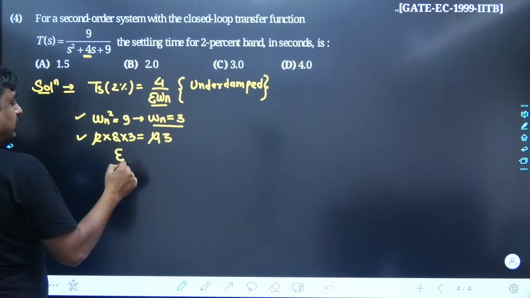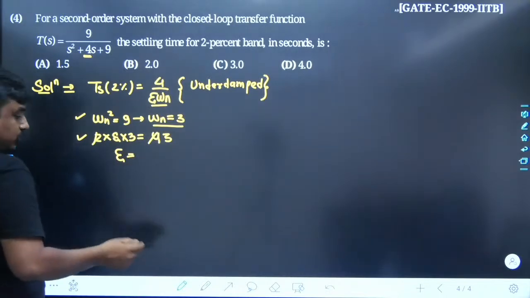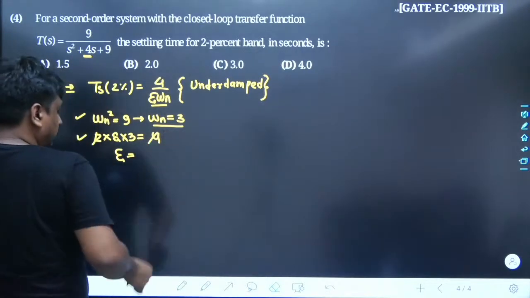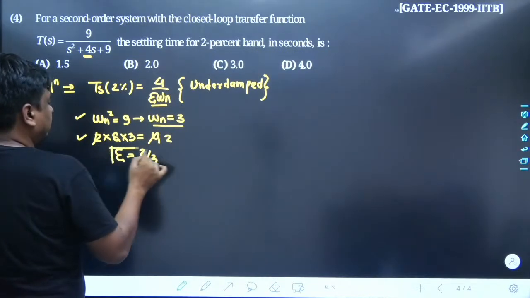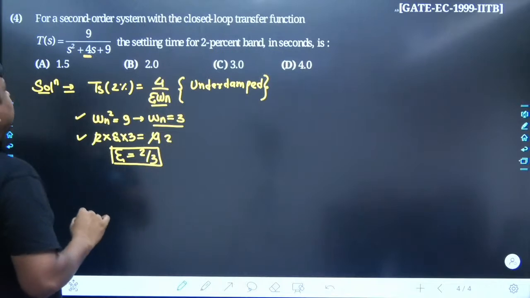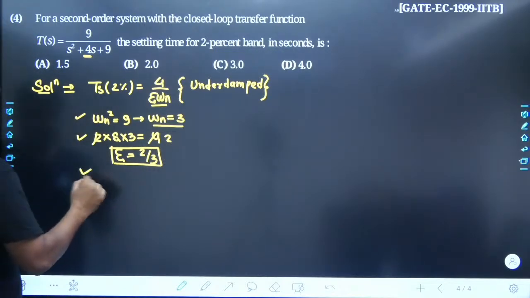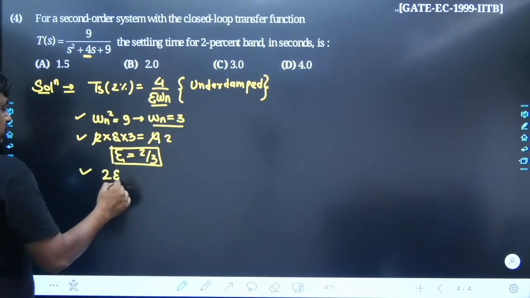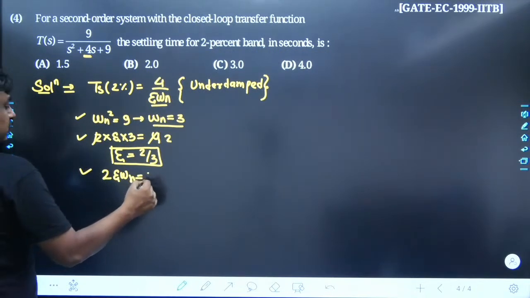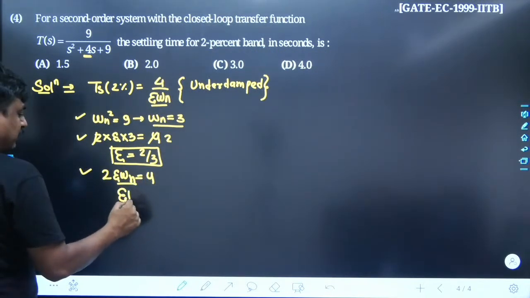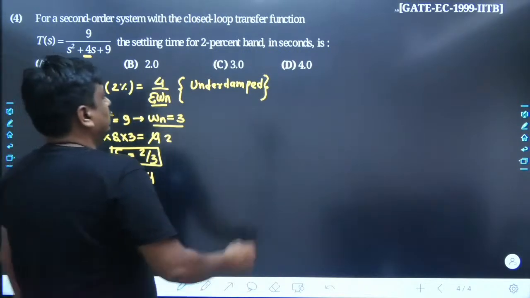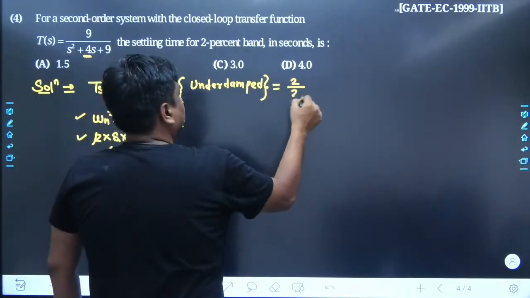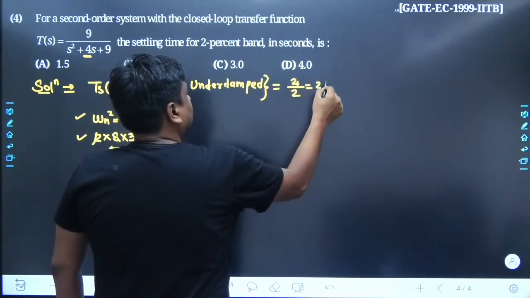And here the zeta, just a minute, it is 2, no? Yeah, that is what I was telling. Anyways, keep aside each and everything. The 4 is in the place of 2 times zeta omega n. So the value of zeta omega n which we have got out of it is 2. So the value which we are going to get is 4 divided by 2, and that's going to be 2 seconds.